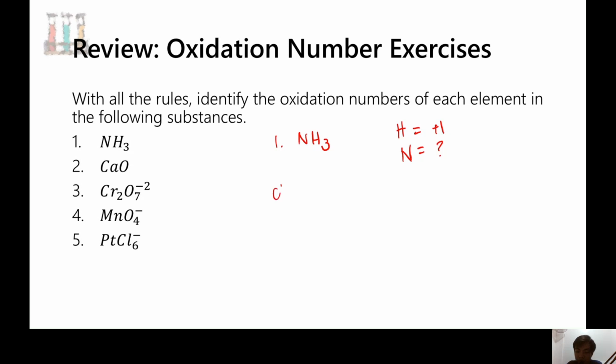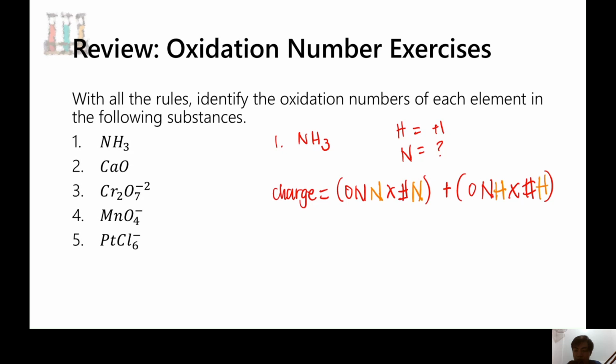Charge equals the oxidation number of nitrogen times the number of nitrogen. Okay. Plus, ganun din naman sa hydrogen, no? Oxidation number of hydrogen. Hindi pala masyadong kita yung color change. Times the number of hydrogen. Okay, so ganun lang. So what is the charge? Wala nakalagay. So 0 yan pag ganun.